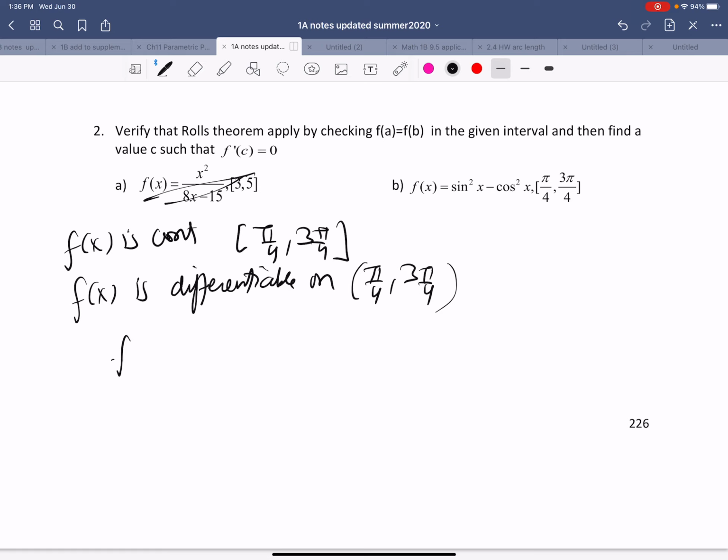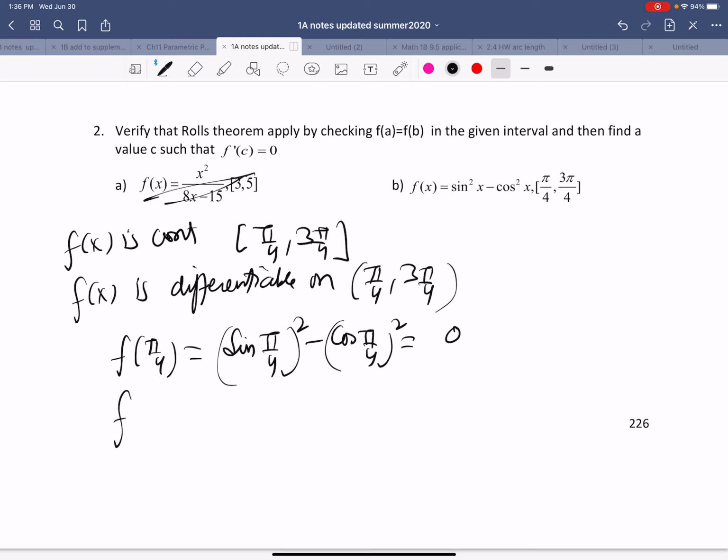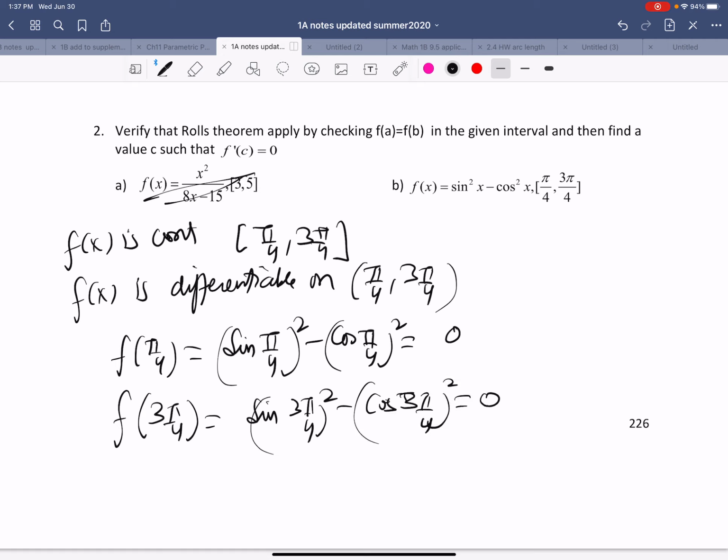And also let us check f of pi over 4. What is f of pi over 4? It is sine pi over 4 squared minus cosine pi over 4 squared. That's root 2 over 2 squared minus root 2 over 2 squared, and both values are equal, so it's 0. F of 3 pi over 4 is sine 3 pi over 4 squared minus cosine 3 pi over 4 squared. That is again 0. So f of a is equal to f of b.